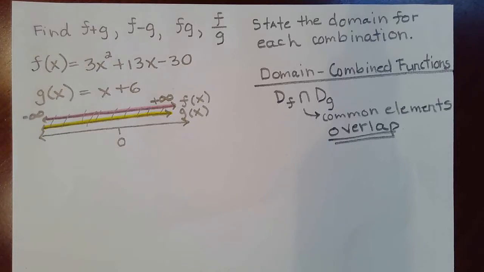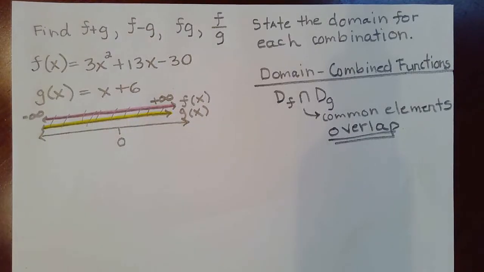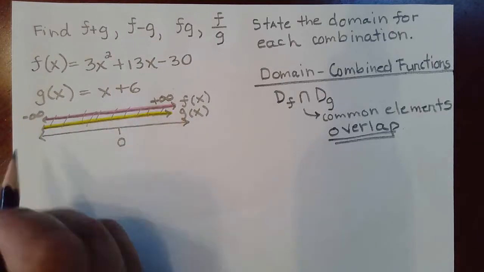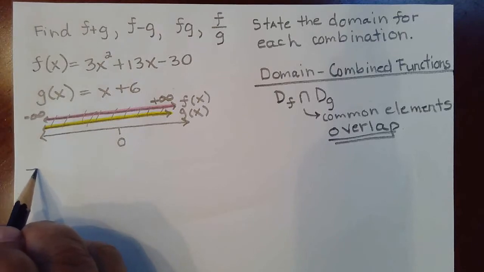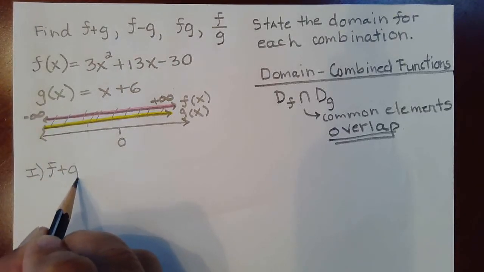Now, as we go through these answers and create these various combinations, if the combination introduces a portion of the problem that requires a restriction, then we're going to have to adjust this domain that we have just figured out is negative infinity to positive infinity. So we'll see if that happens as we go through any of the answers. Okay, the first thing we're going to be finding is the sum.